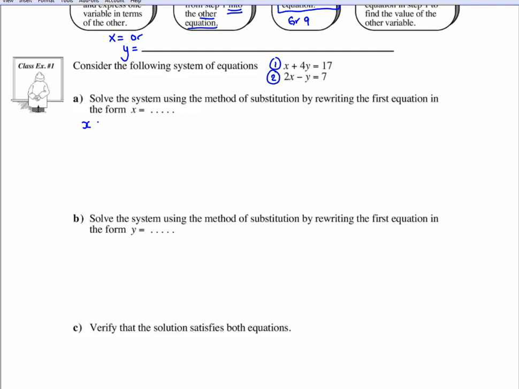So let's get this into x equals 4. Isolate x. If I move the 4y, what happens to it? It becomes a minus on the other side. We're subtracting it to the other side. Okay? So that was equation 1. I like to number my equations. First step done. Second step.